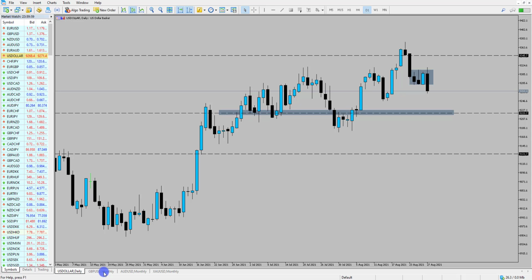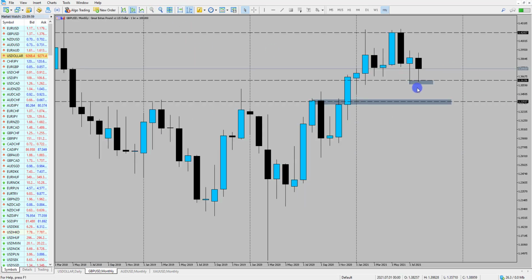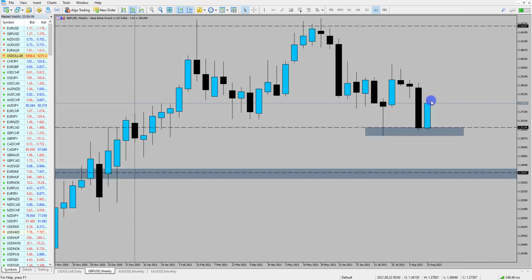Going into the pound then, I'm going to just check out the monthly charts first, just because they're looking like little reversal setups, especially here on the pound. You can see that we're forming a bearish inside candle at the moment. If we look at the weekly price action, it looks like we're forming a bullish rejection of this support.